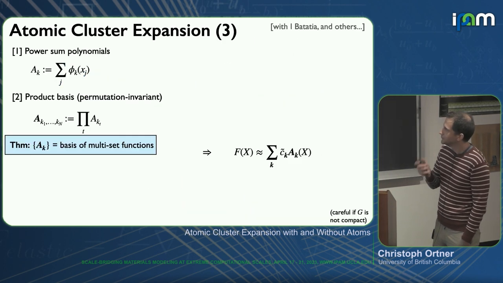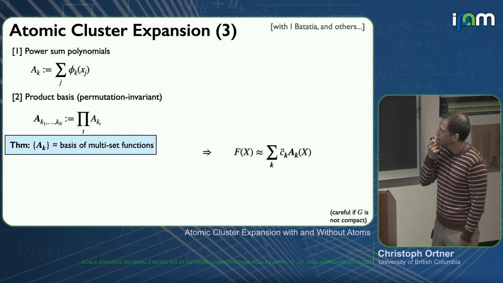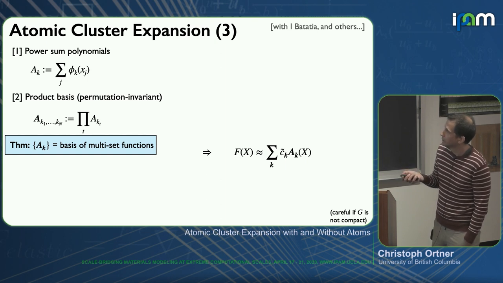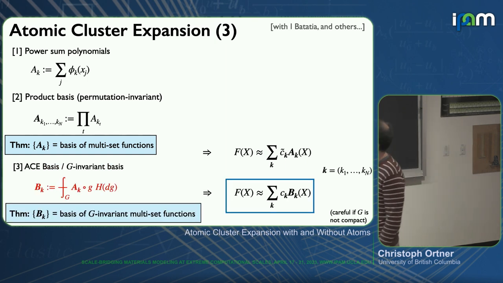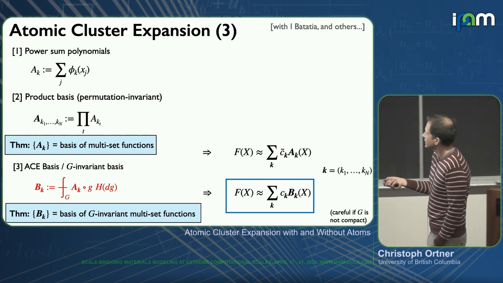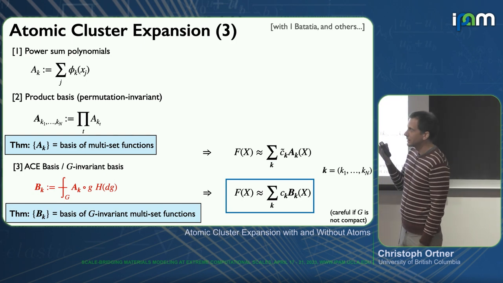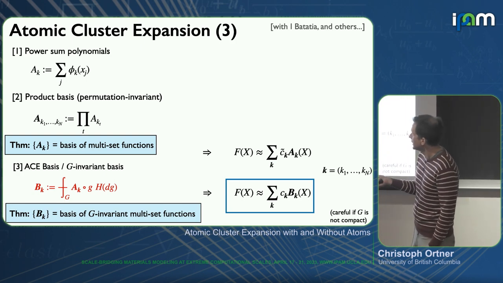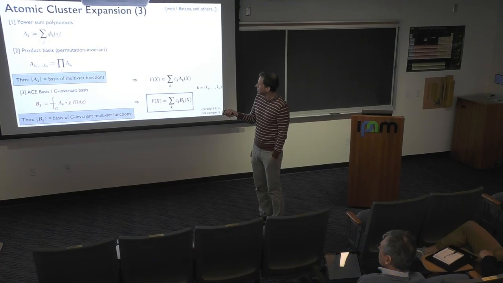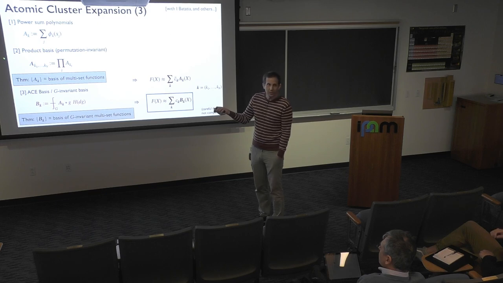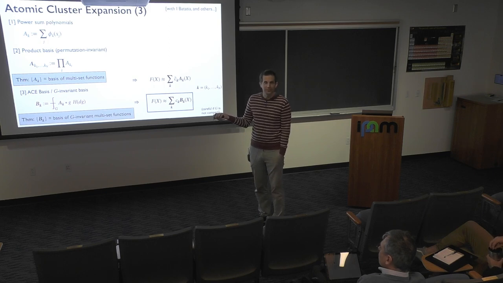Okay. So I think we're now left with this last part. How do we actually make this representation invariant? The idea is about as naive as it gets, I guess. You take the basis that we know is a complete basis for multiset functions, and you just average it over the group, and you're done.